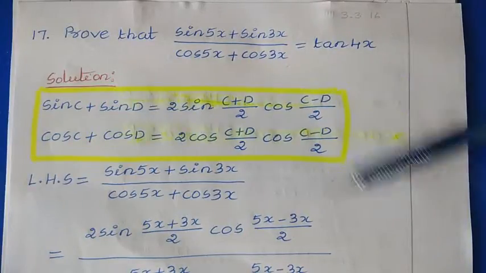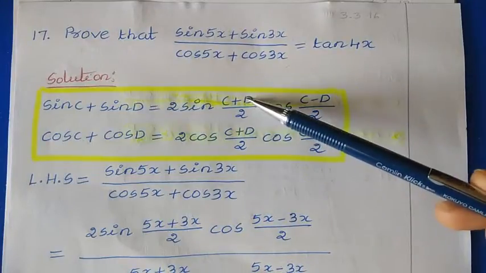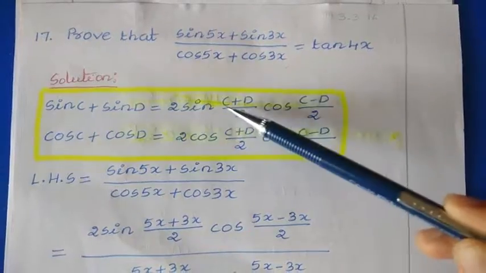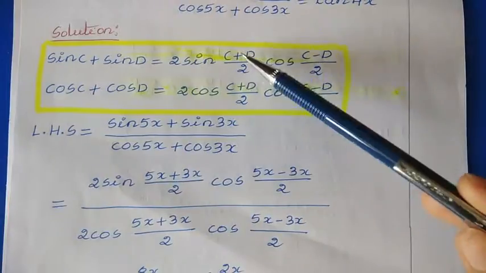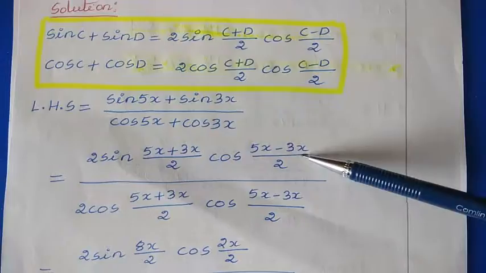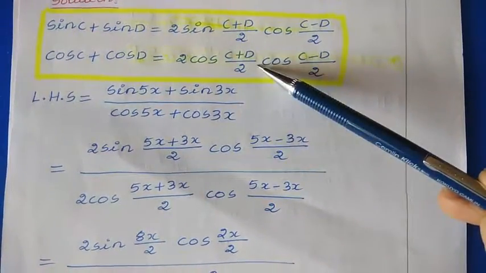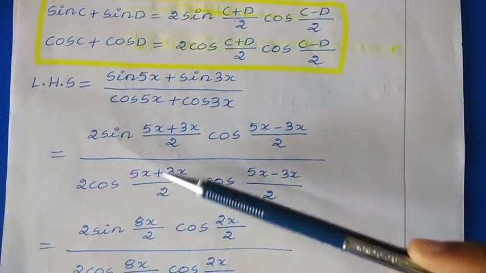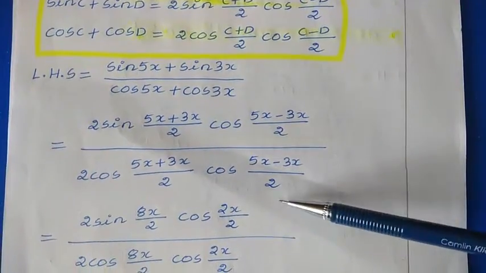So now let us apply the formulas. LHS I am taking here. For sin 5x plus sin 3x, I apply this formula, where C is 5x and D is 3x. So we get 2 sin (5x plus 3x) divided by 2 into cos (5x minus 3x) divided by 2. Then divided by, next for this apply this formula where C is 5x and D is 3x. So 2 cos (5x plus 3x) divided by 2 into cos (5x minus 3x) divided by 2.